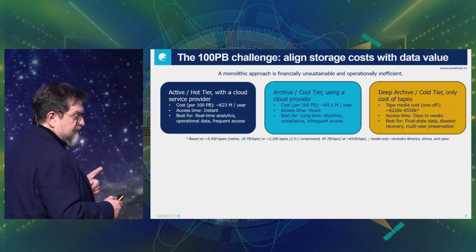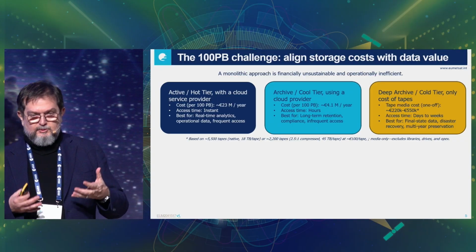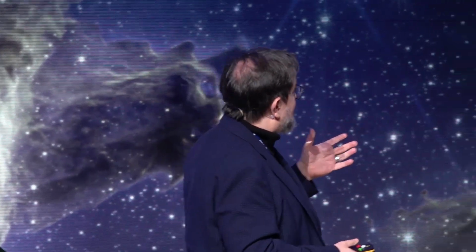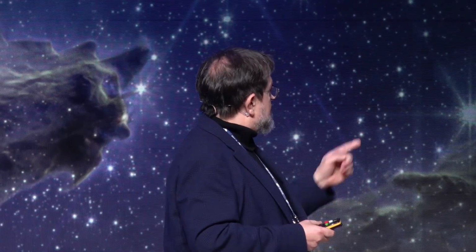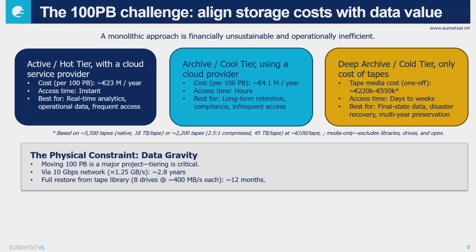There's also another physical constraint, which is gravity, because data tends to be attached to the place in which you store it. So moving 100 petabytes is a project in itself, because over a 10 gigabit network, it takes 2.8 years to move 100 petabytes, not considering latency, retries, and everything. So with a dedicated network, it takes almost 3 years. For a full restore from a tape library, if you have 8 drives that can read up to 400 megabytes per second, it takes 1 year to restore everything.